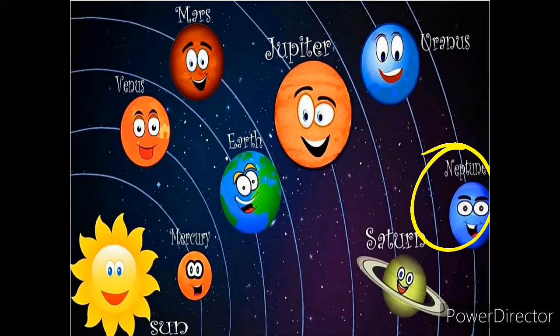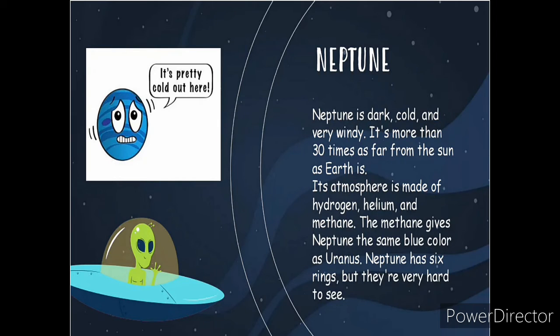Neptune is dark, cold and windy. It is more than 30 times as far from the sun as Earth is. It is made up of hydrogen, helium and methane, like Uranus. That is why it is also blue in color, but it is not the blue planet.